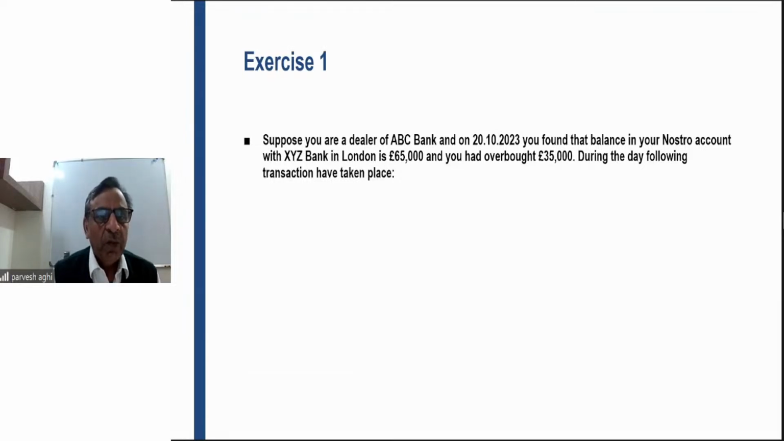Okay. So ABC is a bank who has a Nostro account with XYZ Bank in London, and it shows a balance of 65,000, and you have an overbought situation of 35,000. So that means the exchange position is overbought, and your account shows 65,000 pounds. During the following transactions takes place.